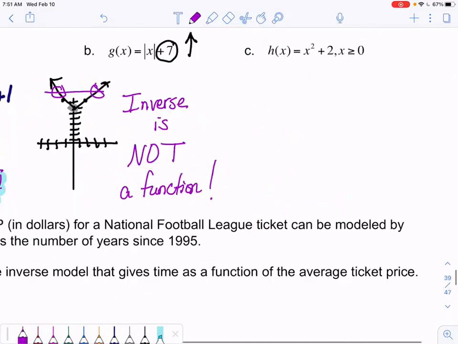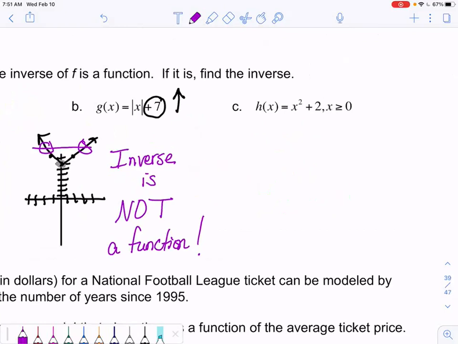The last one on here is a little different. It's like the one we graphed on the other side. It's saying that x is going to be greater than or equal to 0. So all of the x's that you choose must be greater than or equal to 0. So it's giving you a restriction on that x. So we'll make a little graph.